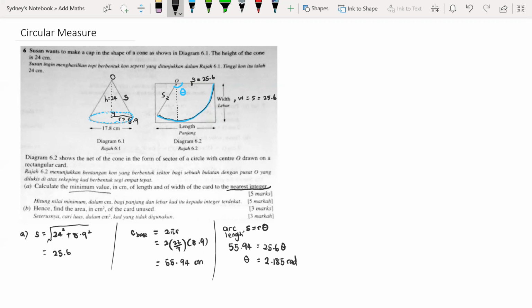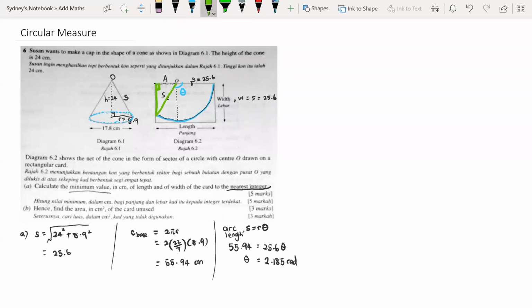Okay. So with this, we have found the width. We just need to find out the length. So we need to see how much more we need to extend this side. Let's call it the adjacent. Why? Because I'm going to form a right angle triangle here.